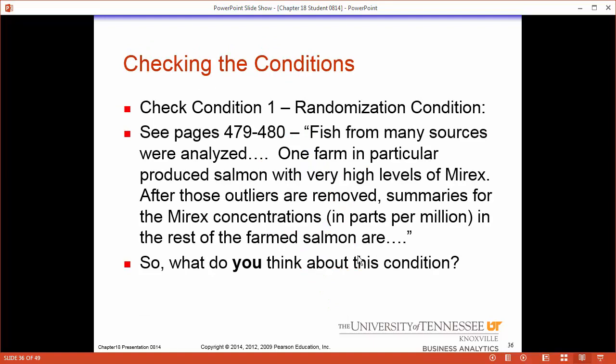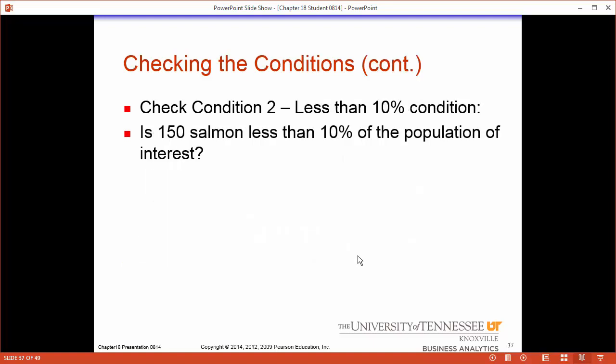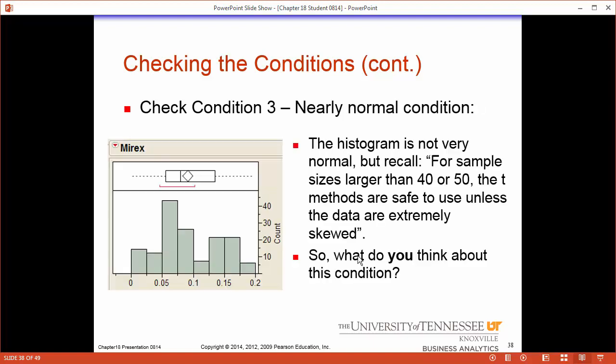So let's go ahead and check some conditions right here. We need to randomly collect this data, and this would have to be stated specifically in the problem. It would have to say this data was randomly collected. Unless it says that, we're not good. Is it less than 10%? 150 salmon is less than 10% of the population. Sounds good to me. I bet there's more. I hope there's more than 1,500 salmon. Hopefully we haven't eaten them all into extinction yet.